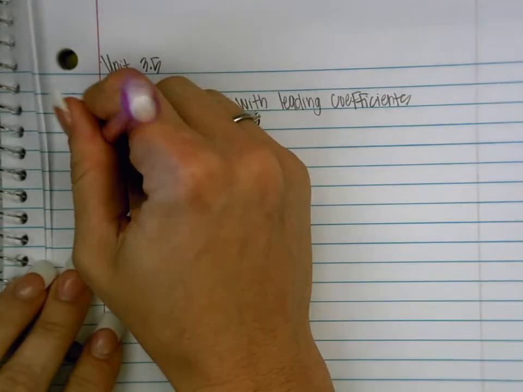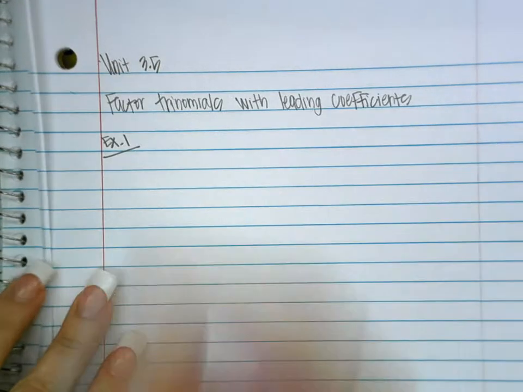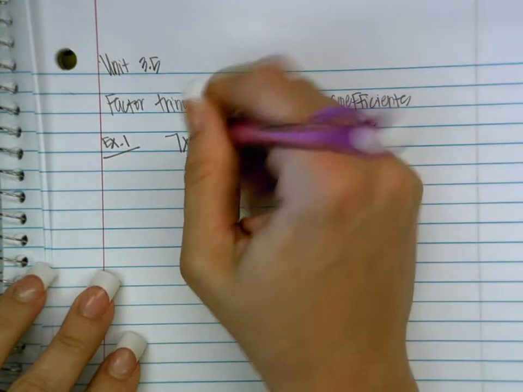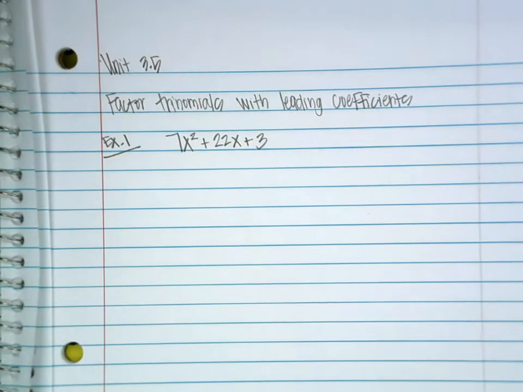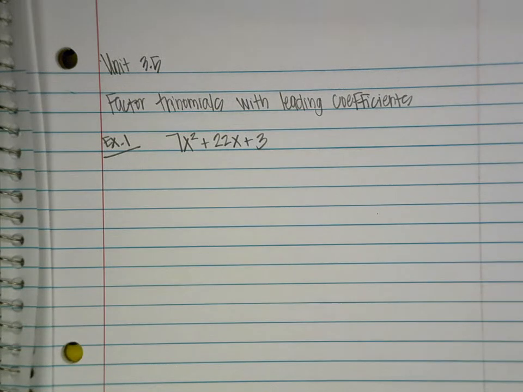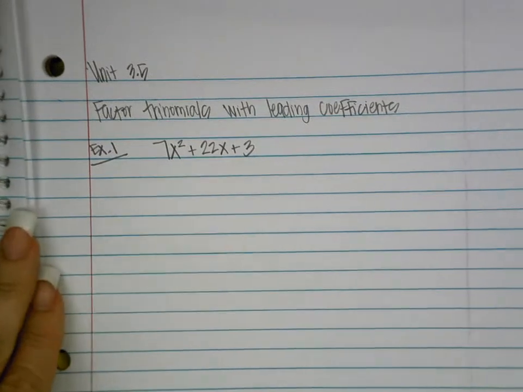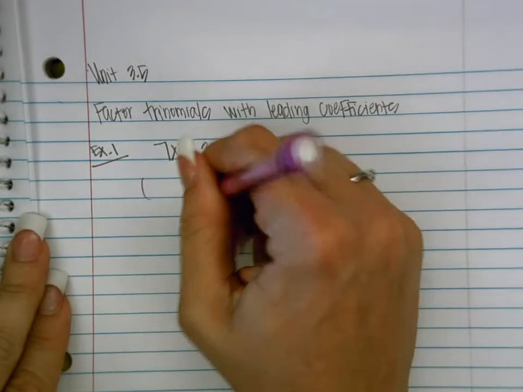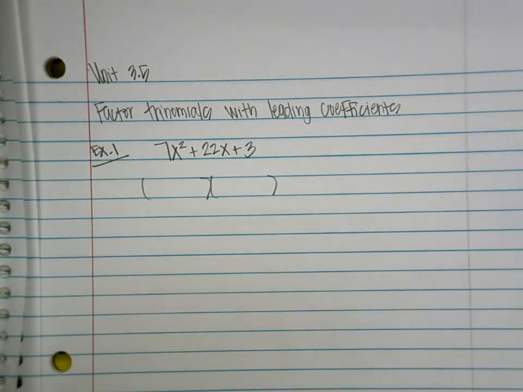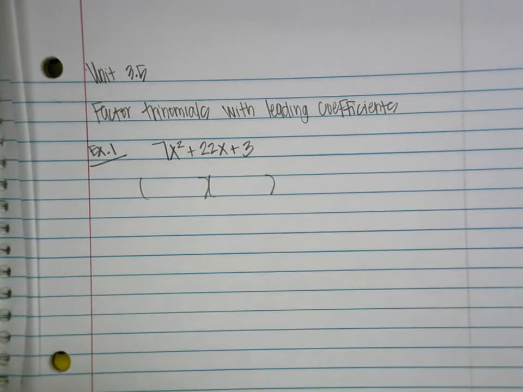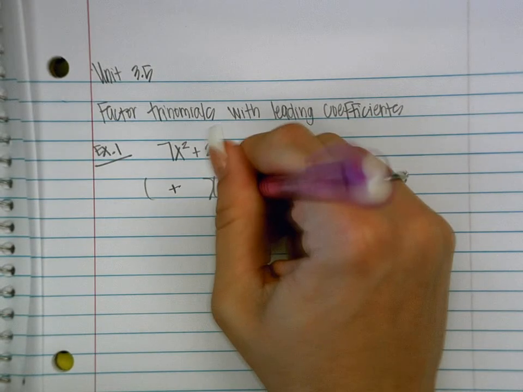So if I give you something like this, for example, number 1, the problem 7x squared plus 22x plus 3. Now, I'm going to show you 2 different ways to do this. The way I traditionally would like you to do this is we know we're going to have to break down into 2 parentheses. What would your signs be? Both plus, both minus, or one of each? If it's plus at the end, they're both the same as the middle. So you know you're going to have a plus and a plus.